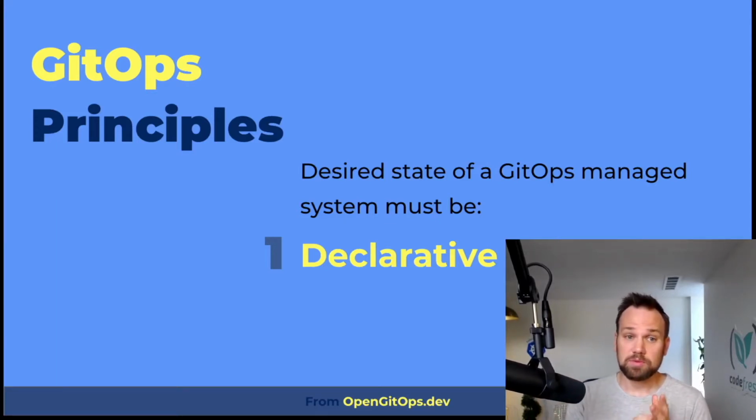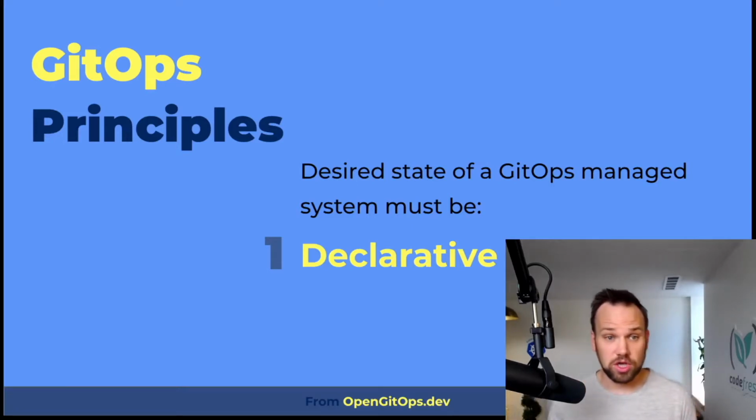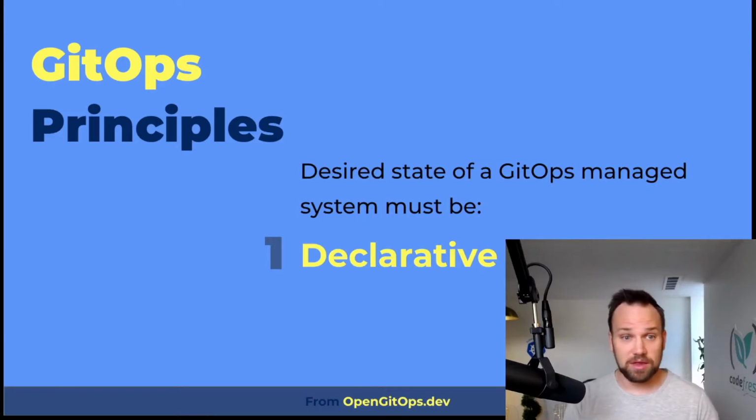So GitOps principle number 1: the desired state of your GitOps managed system must be declarative. And this makes perfect sense. A lot of people have used infrastructure as code. Declarative means idempotency, it means repeatability, it means reliability, it means you state what you want. It's not imperative, where it's scripted and things have to develop. Basically, you make a statement about what the system should be.